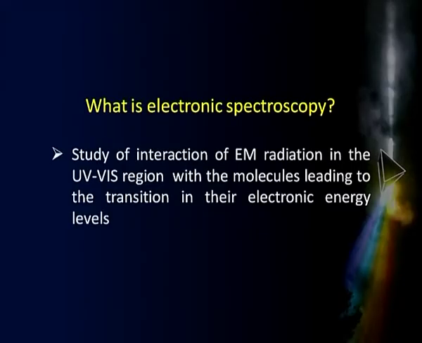Now, let us make a beginning by asking ourselves what electronic spectroscopy is. We know that spectroscopy in general refers to the interaction of radiation with matter, and the radiation belongs to different regions depending on the wavelength or frequency. In electronic spectroscopy, we focus on the interaction of electromagnetic radiation in the UV visible region with molecules, and this interaction leads to transitions amongst the electronic energy levels of the molecules. So, that is the domain we are going to work with.